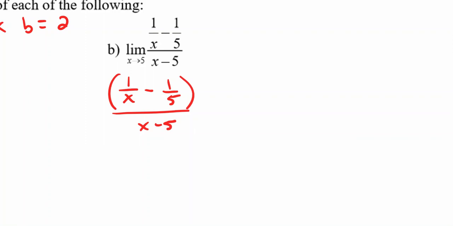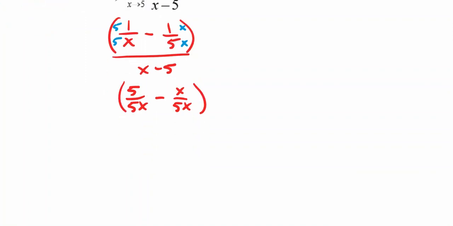I'd like to just write that all over one common denominator, right? So if you did that, technically what you'd be doing is multiplying this side by 5 on the top and 5 on the bottom, and this side by x and x. But either way, in the end, I'll write out the middle steps too. This would be 5 over 5x minus x over 5x, over, and then this is all over x minus 5.